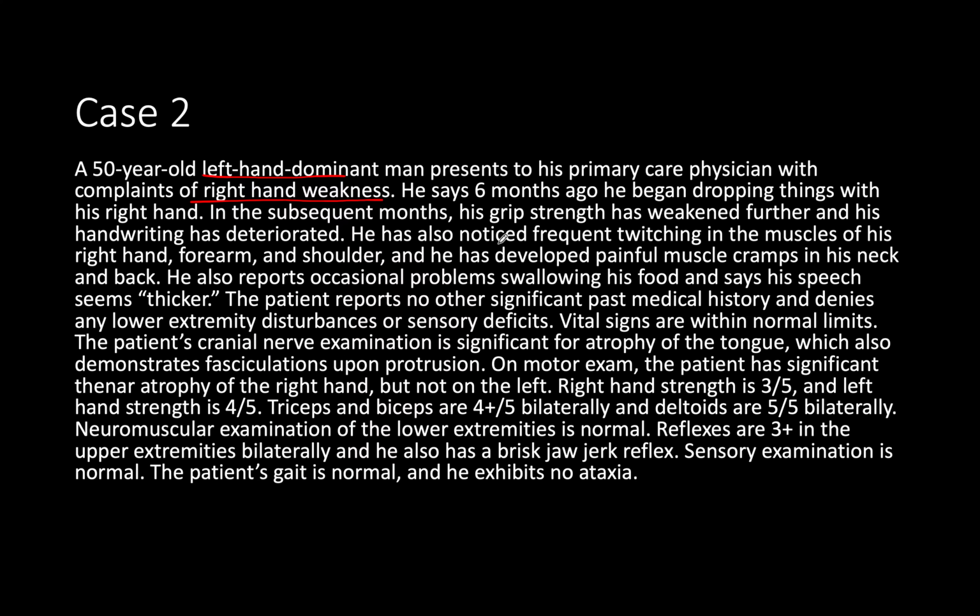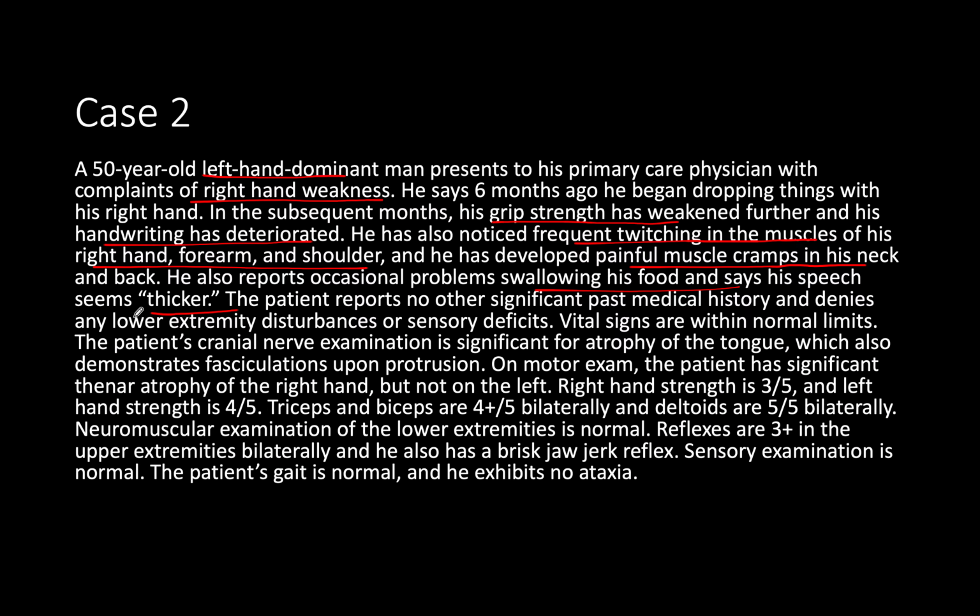I like it. Good. So he says 6 months ago he began dropping things with his right hand. In the subsequent months, his grip strength has weakened further. His handwriting has deteriorated. He's also noted frequent twitching of the muscles in his right hand, forearm, and shoulder. Has developed painful muscle cramps in his neck and back. He also reports occasional problems swallowing food and says his speech seems thicker.